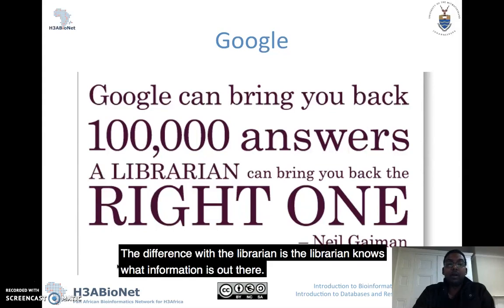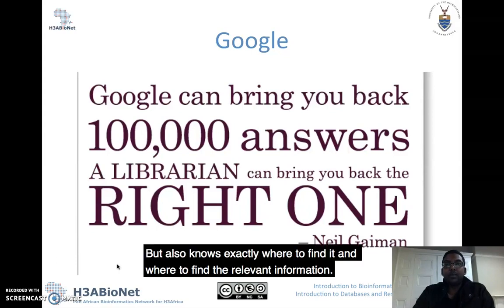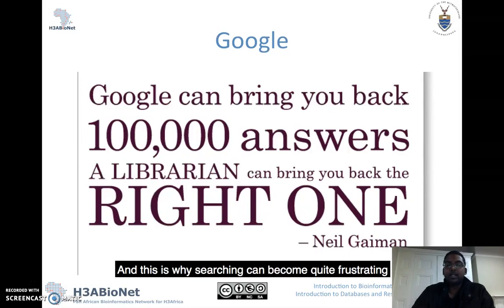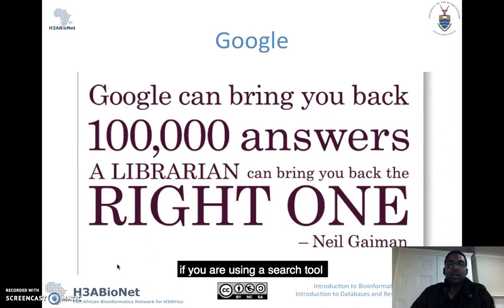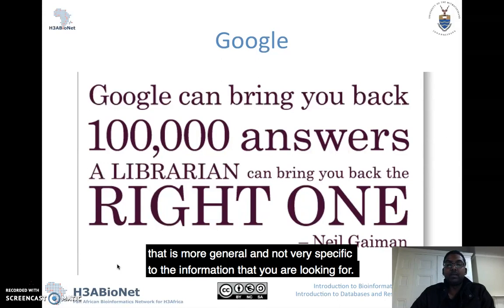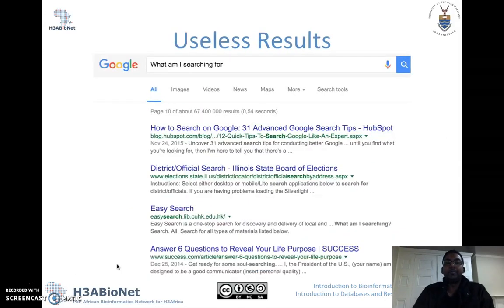The difference with the librarian is the librarian knows what information is out there, but also knows exactly where to find it and where to find the relevant information. And this is why searching can become quite frustrating if you're using a search tool that is more general and not very specific to the information that you're looking for.